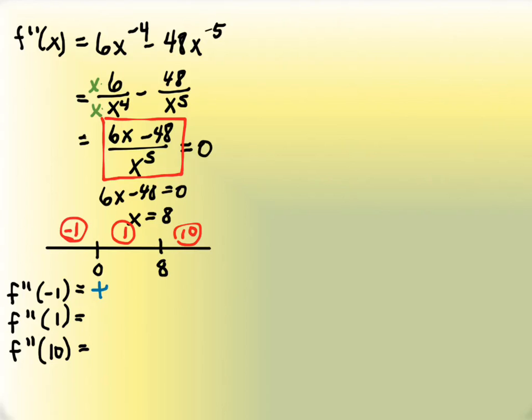How about if I plug in x equal 1? It's negative on top and it's positive on bottom, so the whole thing is negative.